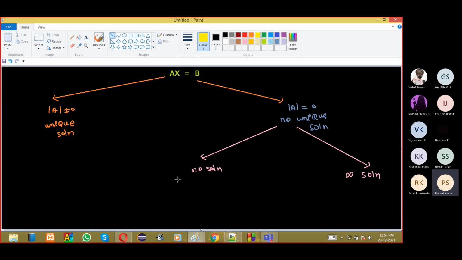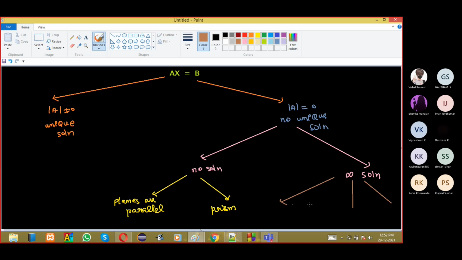No solutions are of 2 types. One is planes are parallel. If planes are parallel, then they cannot have any point of intersection, so there is no solution to the system. Or they form a prism. I'll draw everything and show you to understand. Infinite solutions are of 3 types. One is a 1D solution, that is a line. Another is a 2D solution, that is a plane. Another is a 3D solution, that is space.